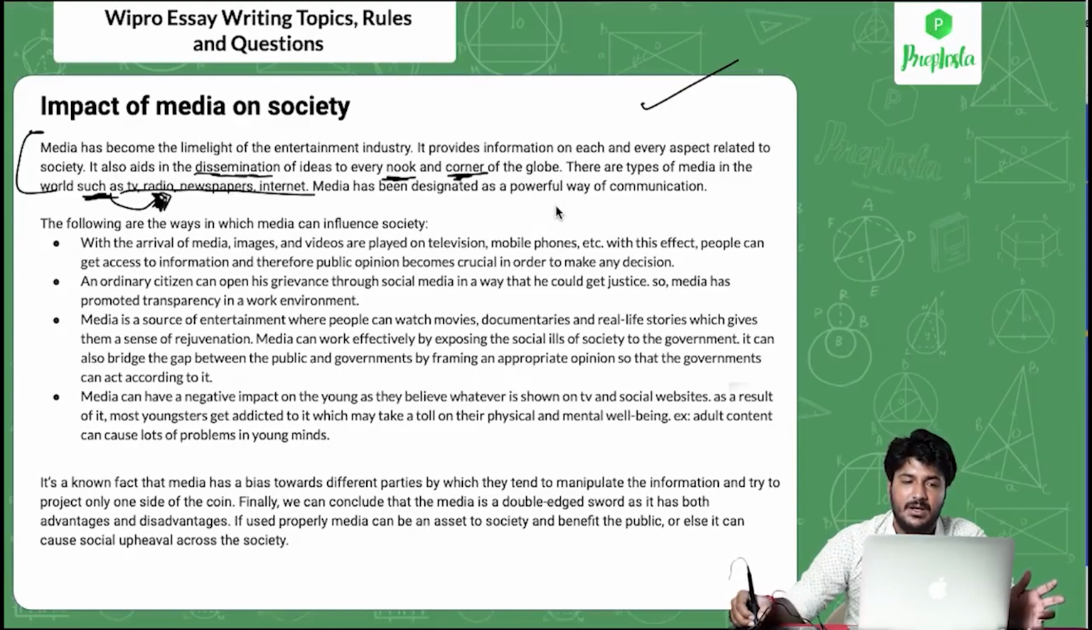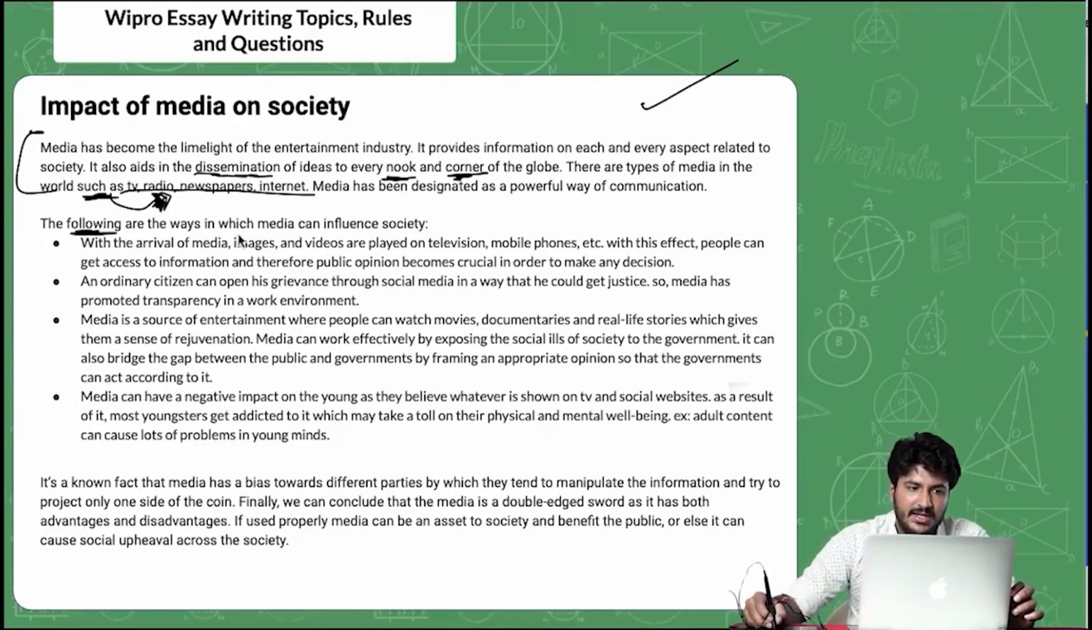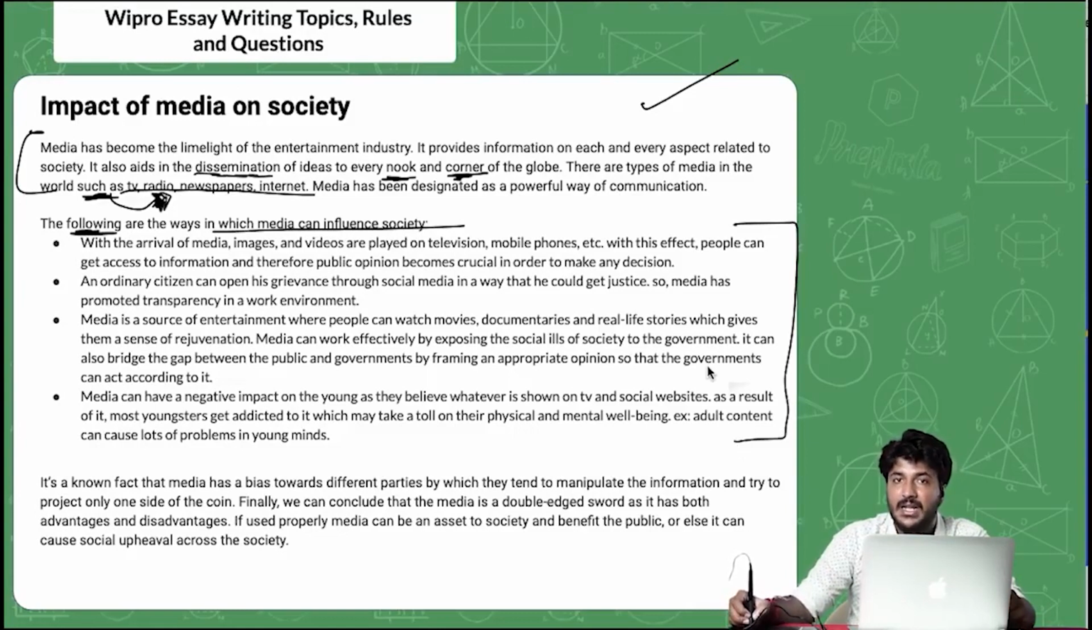The IntelliMetric system is giving good marks here, right? And then again, "following" is a signpost word, and this is how you can influence the society. So here is where he's arguing and exploring the idea, which is very good. Right. So here also he's giving more examples, and then different types of things.